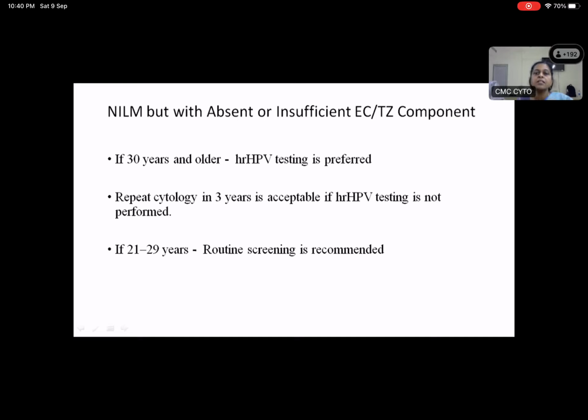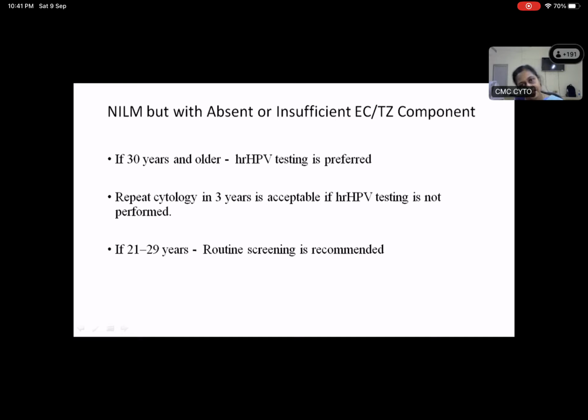So if the patient is 30 years or older, we don't do this as a routine test in our country, though some of the centers have definitely started as HR, that is high risk HPV testing is preferred. So if HR-HPV testing is not available or has not been performed within 3 years, a repeat cytology is acceptable if the transformation zone has not been sampled.